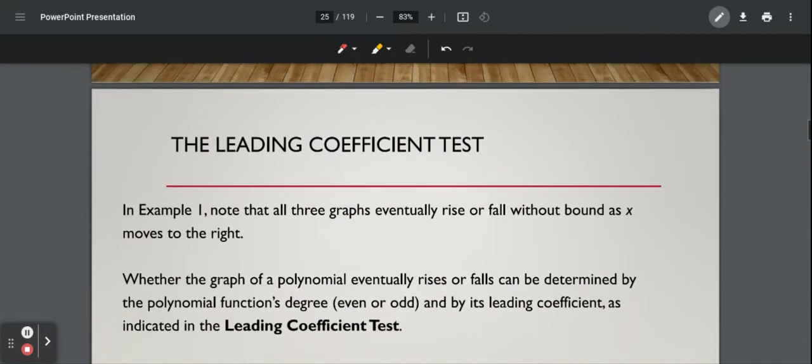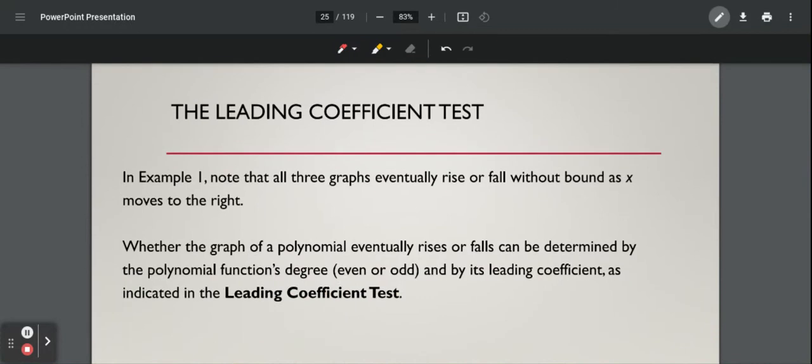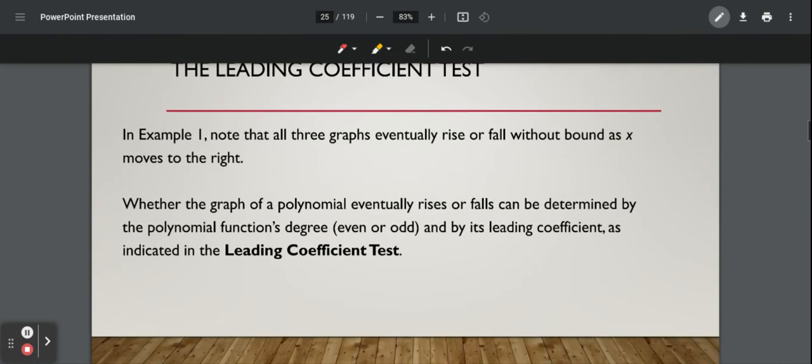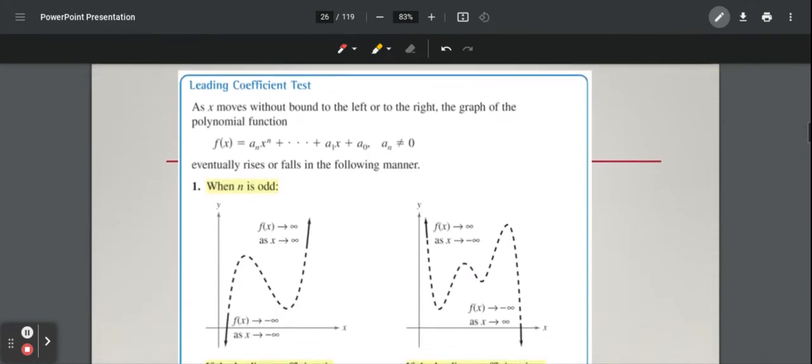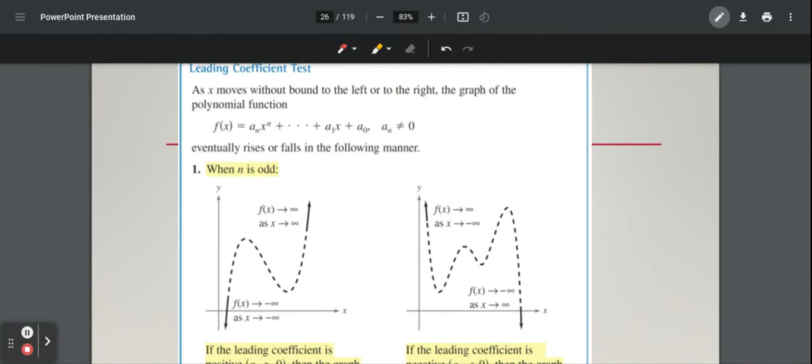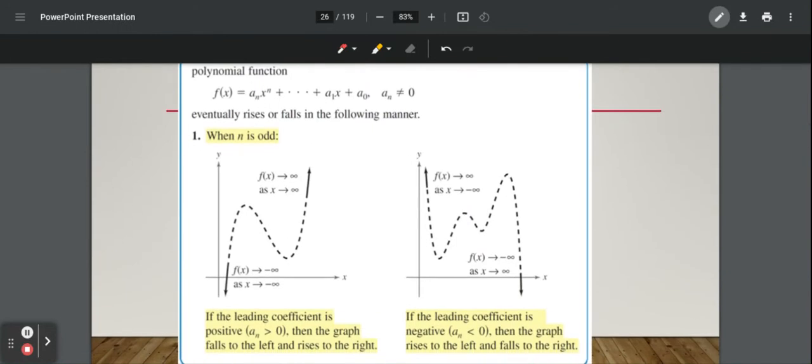So the leading coefficient test tells you the end behavior, or what happens to the arms of your graph. When we look at the leading coefficient test, if your degree is odd and your leading coefficient is positive, then as x goes towards negative infinity, your y value also goes towards negative infinity. And as x goes to positive infinity, your y value goes to positive infinity. So that's when your leading coefficient is positive and n is odd.